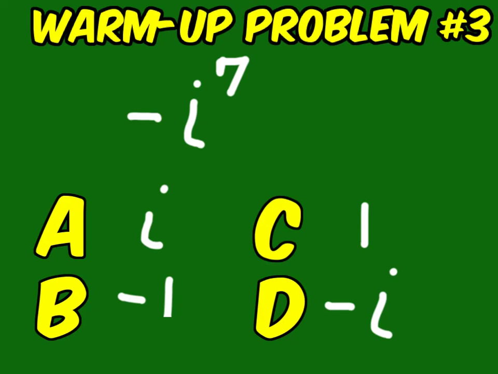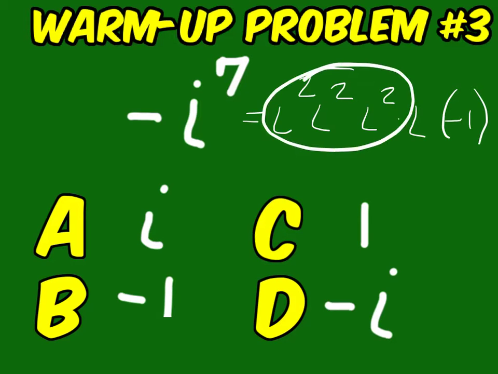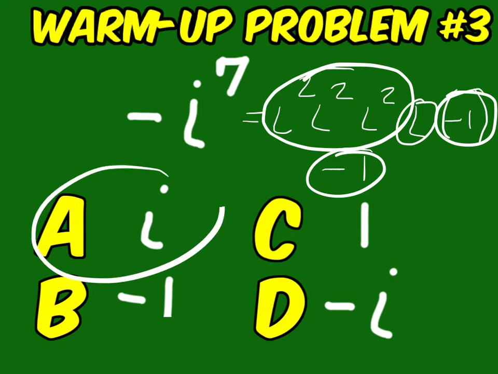Number 3. -I to the 7th power. Remember, you can break this up as I squared, I squared, I squared. But you would also have to have another I. And don't forget, you would have a negative sign. I'll just make that a -1 on the back end. So all of these would create a -1. -1 times -1 is +1, but you still have an I. So that's why the answer is A.